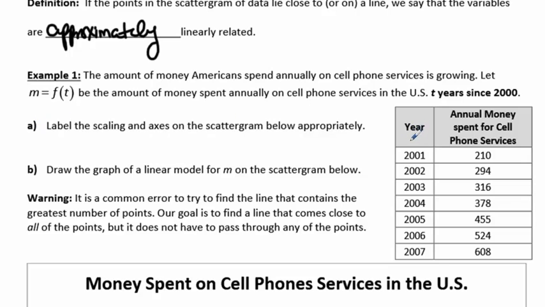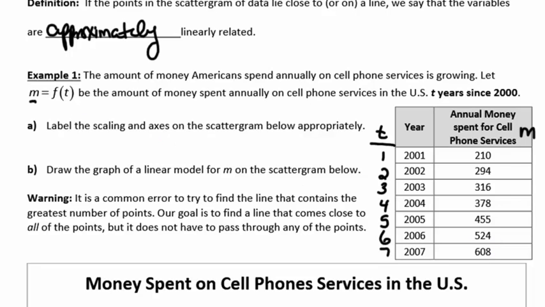So t is going to be the number of years since 2000, and m is going to be the annual amount of money spent on cell phone services. So what I have here is a list of years. I need a list of t values. T values are years since 2000, so my t values will start at 1 for 2001, 2, 3, 4, 5, 6, and 7. 2007 is 7 years since 2000. So these are going to be my t values, the values of my independent variable, and the values for m, the dependent variable, will be these values listed in the second column right here, the amount of money.